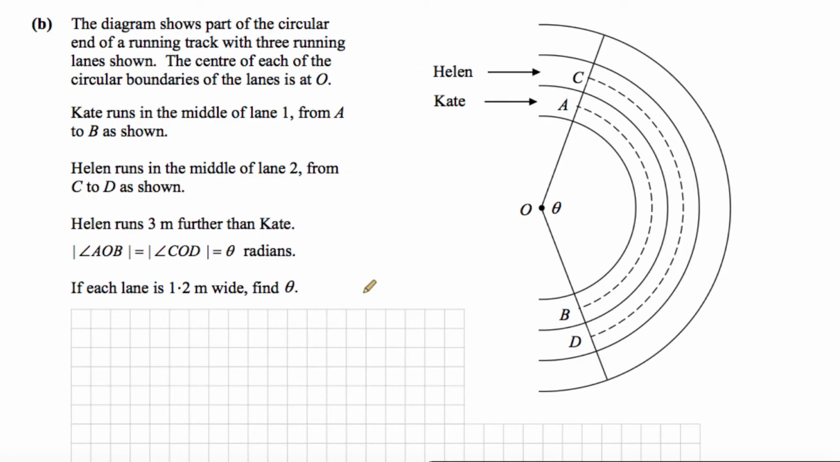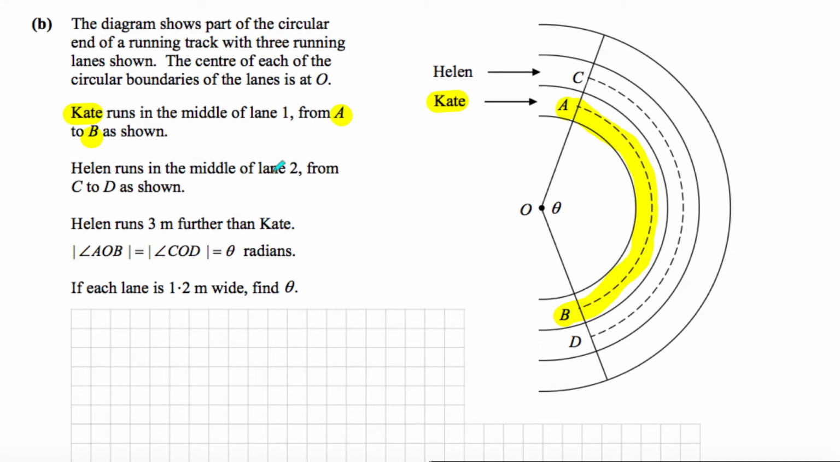Part B, the diagram shows part of the circular end of a running track with 3 running lanes. The center of each of the circular boundaries of the lanes is at O. So here's O here. Kate runs in the middle of lane 1 from A to B as shown. Okay, so I'm just going to use my highlighter here. So this is Kate, A to B, in the middle, so that's this track here, this broken line here. She's following that track from A to B, that's Kate.